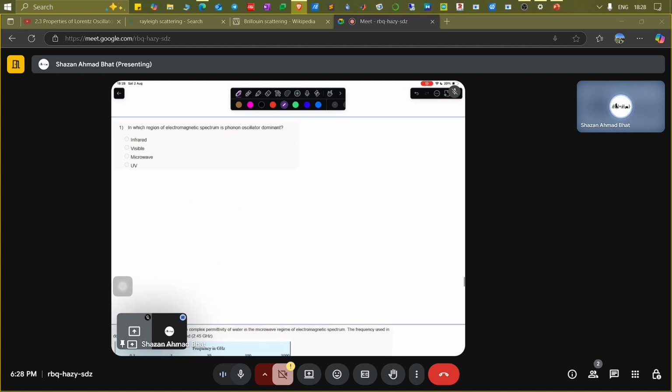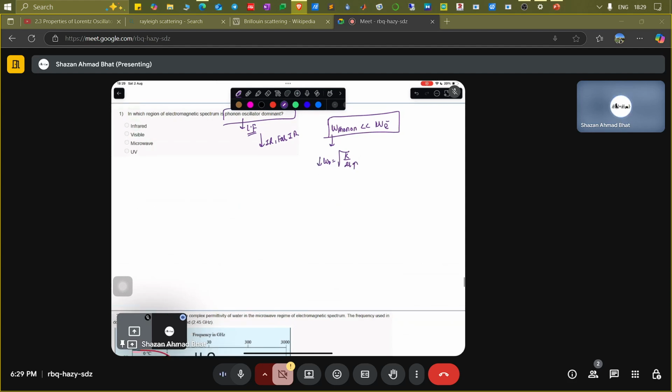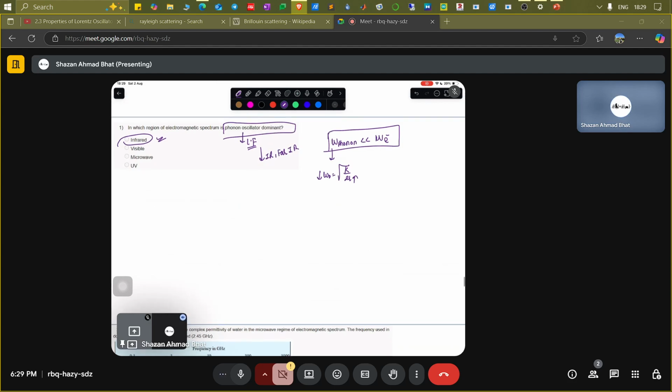Now, for example, the first question is in which region of the electromagnetic spectrum is the phonon oscillator dominant? The phonon oscillator model is dominant for low frequencies, typically IR or far IR frequencies. We saw that the resonant frequency for the phonons is much, much less than that of the electron case. Why? Because here omega naught is basically the square root of k over mu. You go on increasing the mu, you decrease the frequency. So this is basically the answer to this question, the infrared.